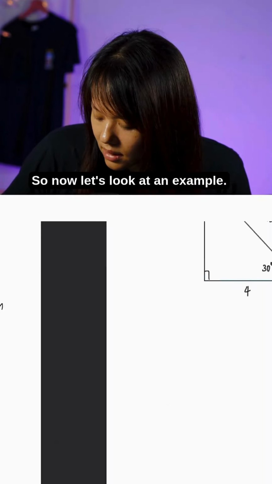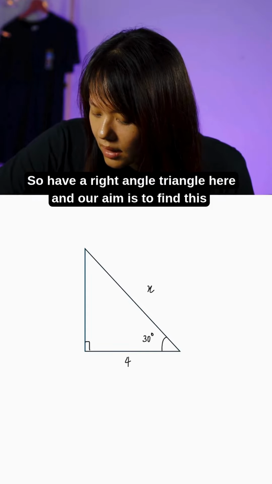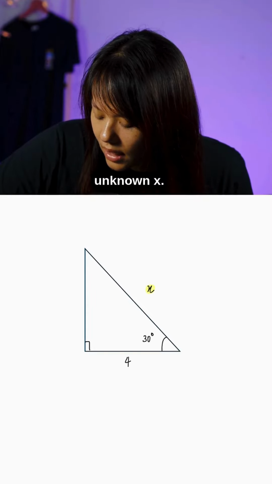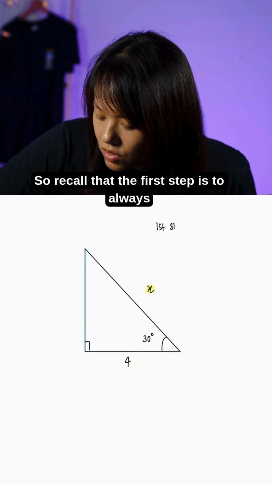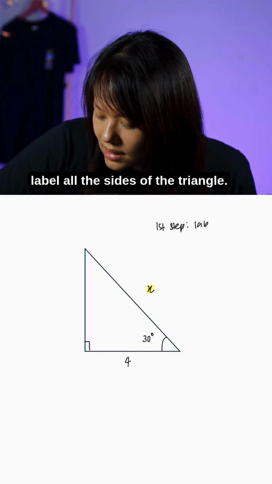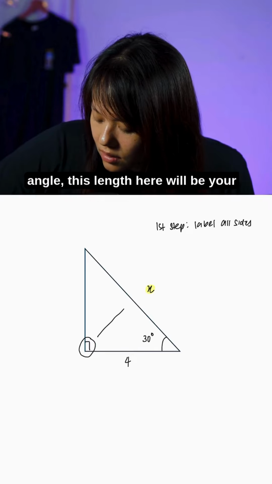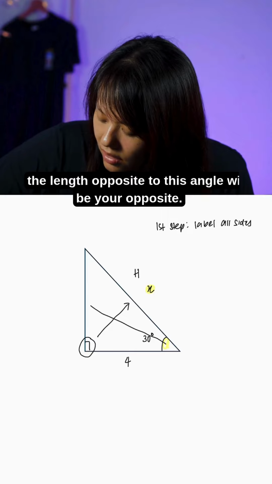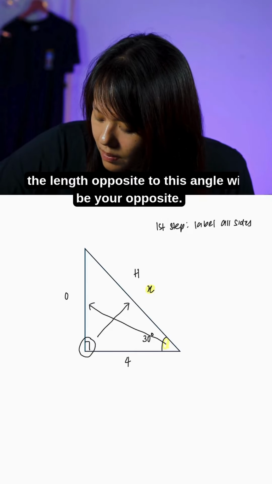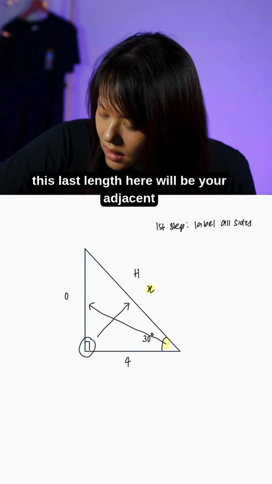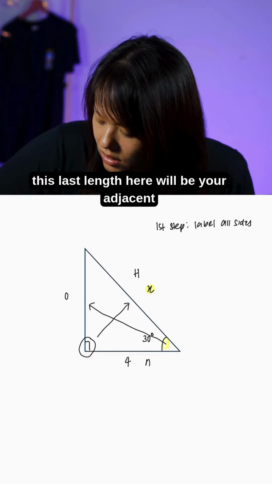Now let's look at an example. We have a right angle triangle here and our aim is to find this unknown x. Recall that the first step is to always label all the sides of the triangle. If you recall, opposite of the right angle, this length here will be your H. And if your angle is here, the length opposite to this angle will be your opposite. And lastly, this last length here will be your adjacent, which is your A.